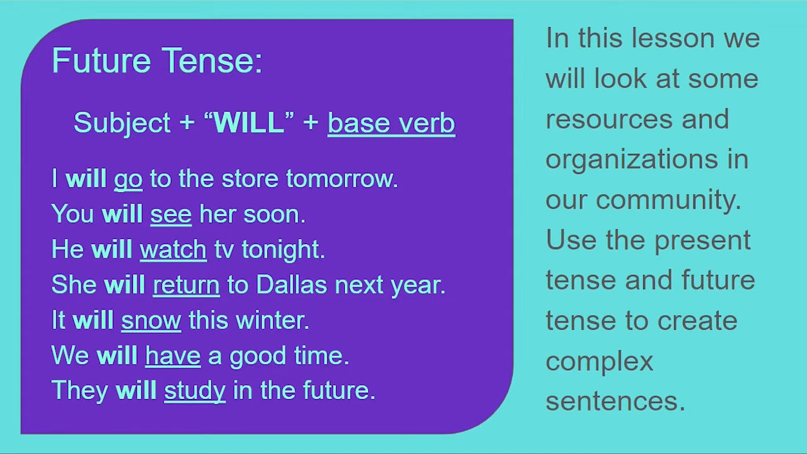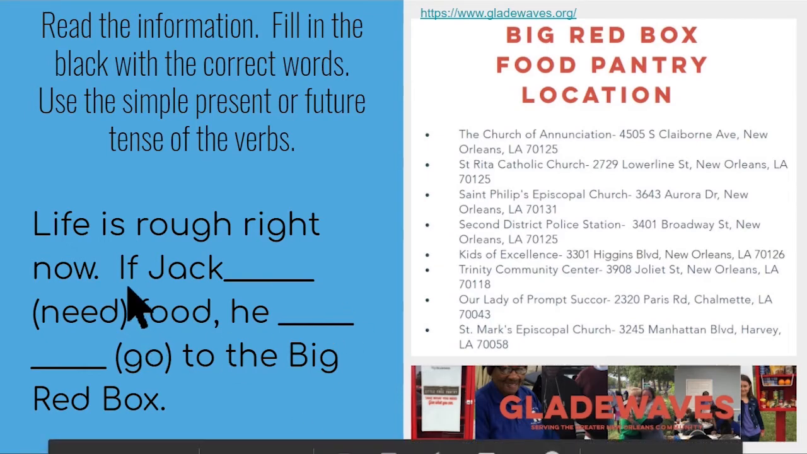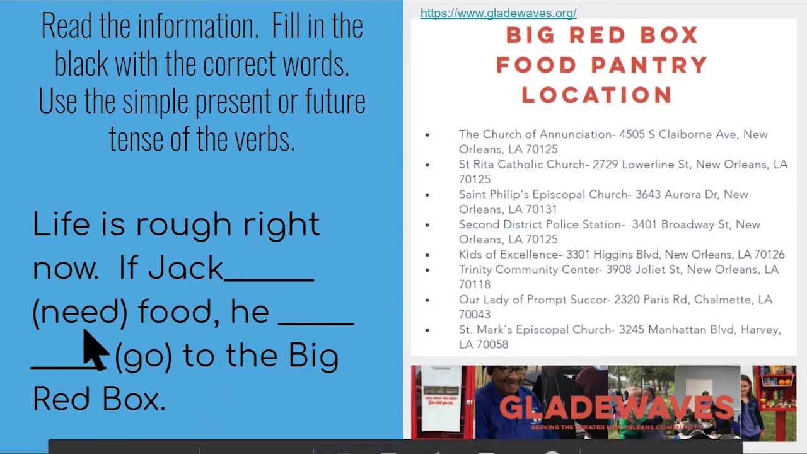And so we're going to use the future and the present tense to talk about some resources and organizations in our communities and if-then sentences. So all the sentences here start with if something, then something else, right? So if Jack food, he to the big red box, right? You fill in the verbs there. I don't want to give you the answers yet. They're in the slides if you read through them. So we won't read each sentence here.